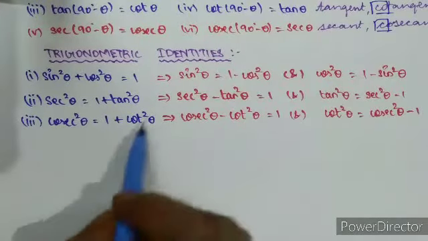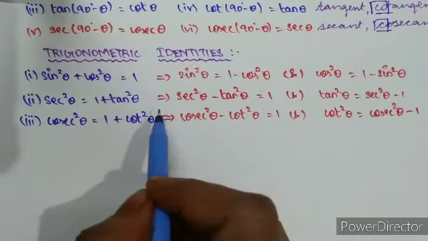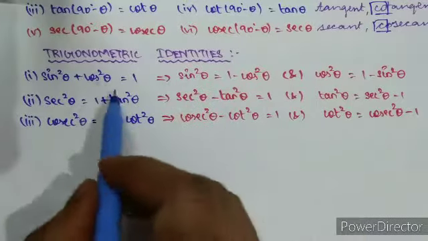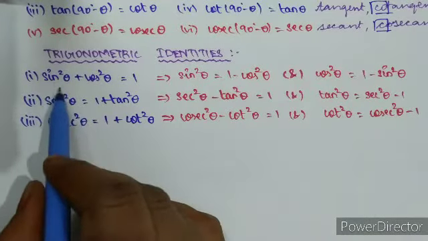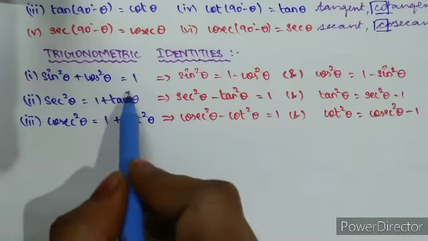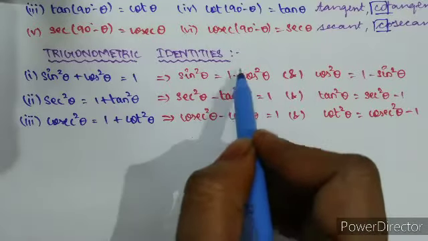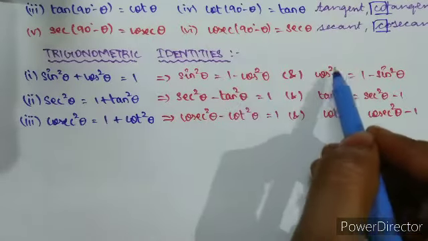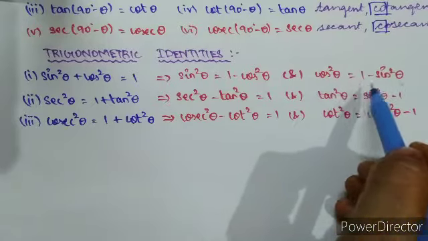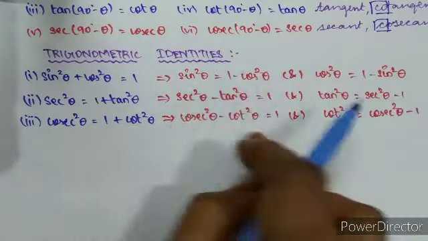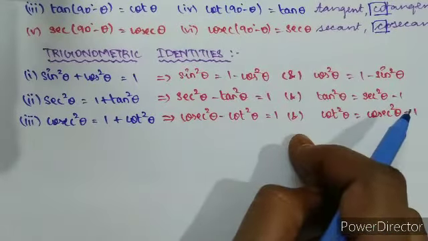See, once we know this, it can be written in other forms as required. I'm just giving an example. Sine square theta plus cos square theta is equal to 1. We can write sine square theta as 1 minus cos square theta and cos square theta is equal to 1 minus sine square theta. Similarly, we can apply this for other relations too.